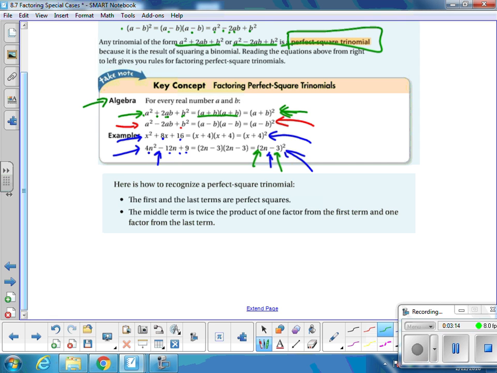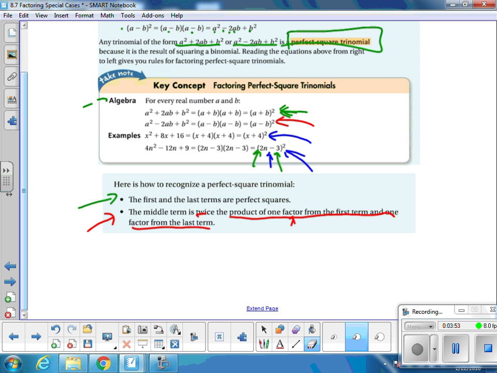How to recognize a perfect square trinomial. Well, the first and the last terms are perfect squares. So the 4 and the 9 are perfect squares. The 1 and the 16 are perfect squares. So you know that we're looking at a perfect square trinomial. The second piece is that the middle term is twice the product. That's the 2ab. It's twice the product of one factor from the first term and one factor from the last term. And remember, those factors are the same in the first one and second one. And let me show you here.